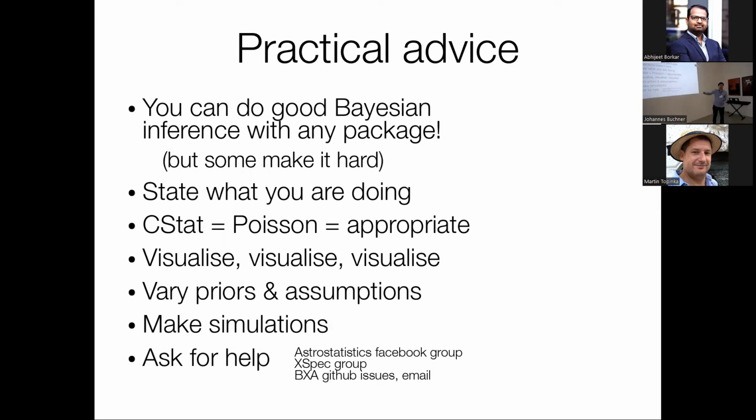There are forums to ask for help. So there's, for example, the Astrostatistics Facebook group, which is quite active for newcomers to ask basic questions or more advanced questions about how things work, or what someone would do, and we're happy to help out. Also the XSpec group, which is not necessarily limited to XSpec anymore. People also ask general questions about X-ray spectral analysis. Or, you can always open GitHub issues on BXA or email me if you need help.